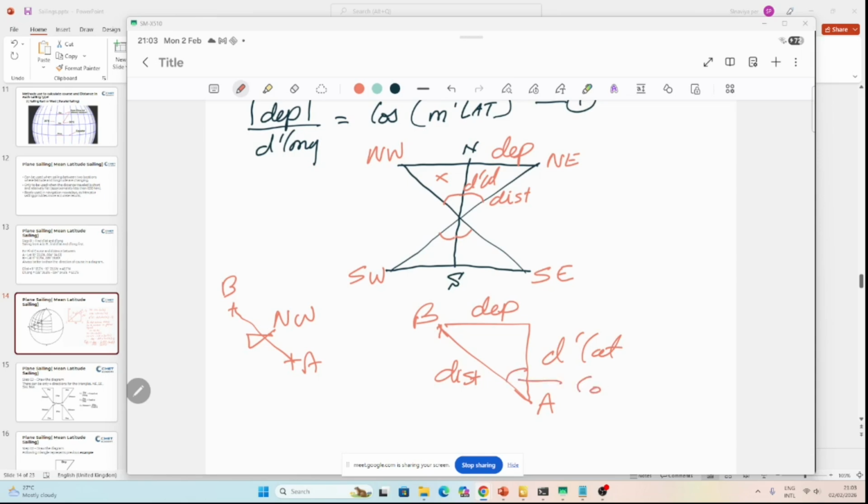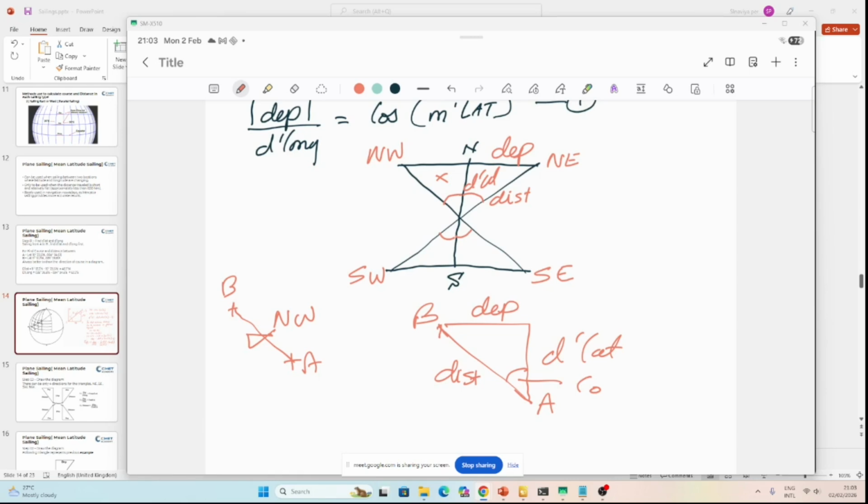So your answer will be coming in quadrantal course. Then you have to convert it into the 3-digit course. Are we clear, guys? Yes, sir.